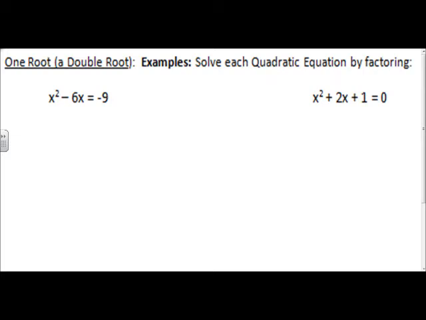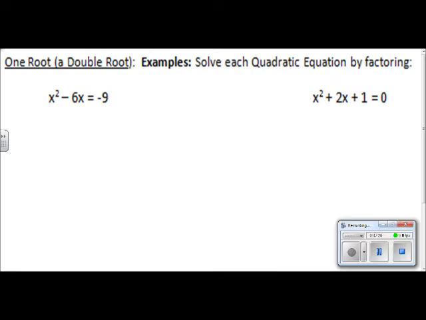Those were cases where we have two roots or two solutions. There will be cases where there is only one solution, and when that happens, we call it a double solution, and I'll show you why. So for these ones, when we solve by factoring, again, we want an equation set equal to 0, and right now it's set equal to negative 9. So I'm going to add 9 to both sides really quick here.